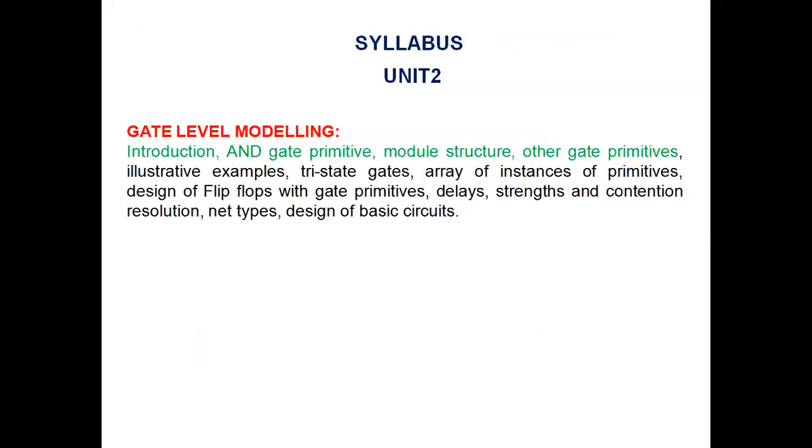So, in unit 2, gate level modeling, we have these contents: introduction, AND gate primitive, module structure, other gate primitives, illustrative examples, tri-state gates, array of instances of primitives, design of flip-flops with gate primitives, delays, strengths and contention resolution, net types, design of basic circuits. Now let us start with the AND gate primitive.